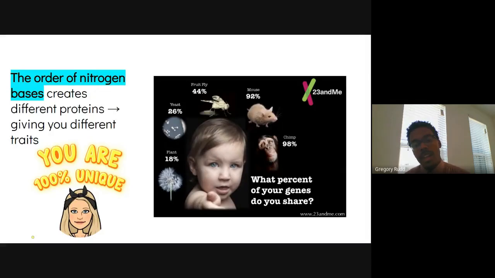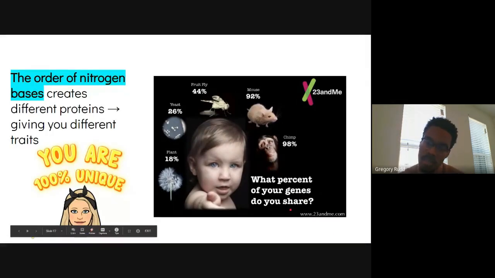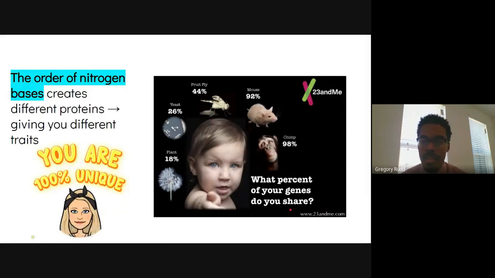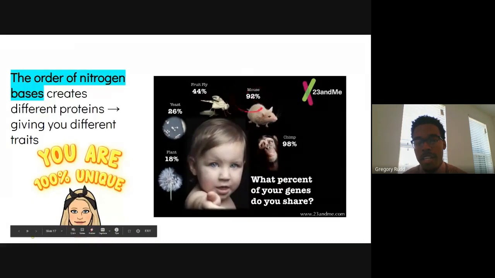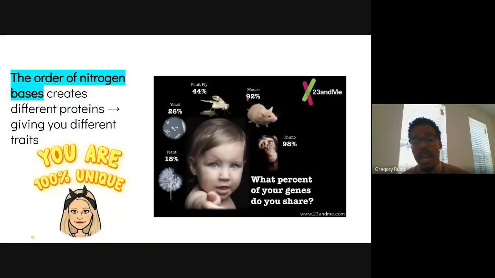So interestingly enough, we share quite a bit of DNA with species that we don't typically think are similar to humans. A mouse, for example, we share 92% of our genes with. So not just the DNA, but the genes. 92% of the genes, which are specific sections of DNA that code for specific traits. So we share 92% of our genes with mice.